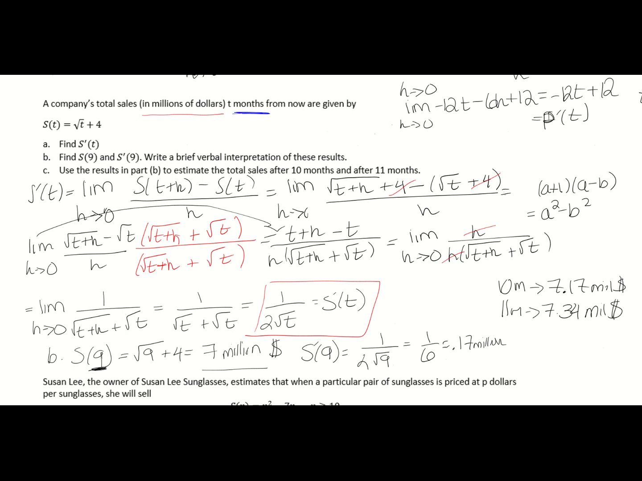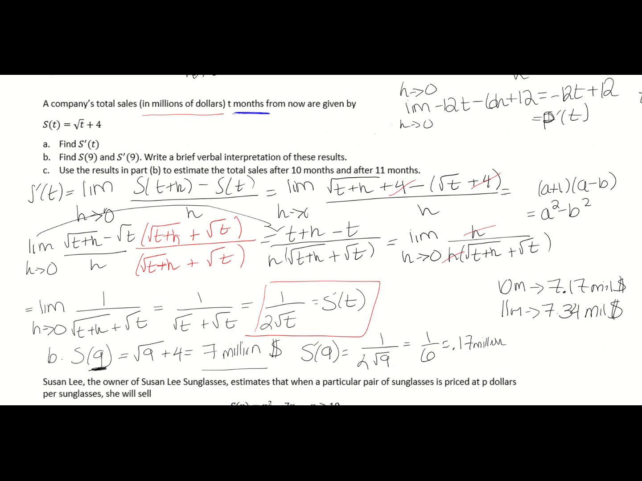So because you know how much it was 9 months from now and you know the rate that it's changing in, then you can find the 10 and 11. And again, you're just estimating because you're not for sure that it's that, because you're just using the rate of change. And of course, the rate of change can also change, right? We know that the slope is not constant if it's a curve. And in this case, square root of t plus 4 is definitely a curve.